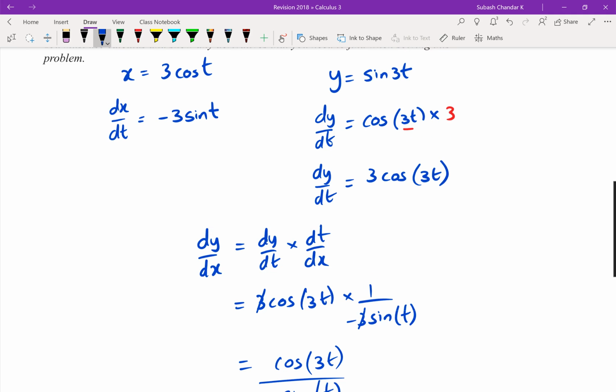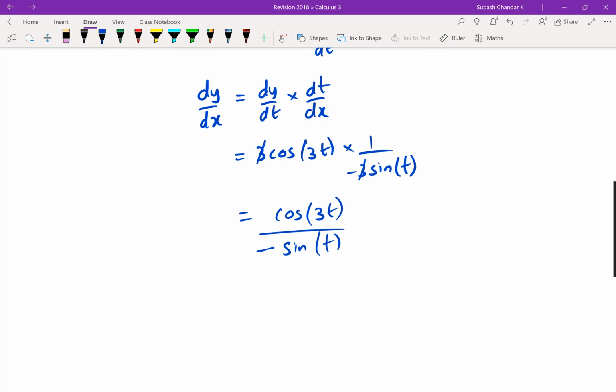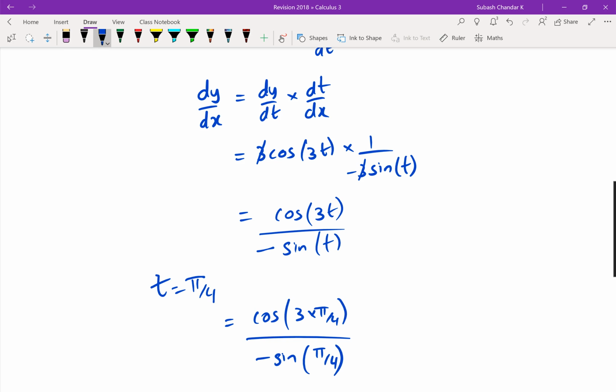Now we did pi over 4, is that correct? Okay, so t is equal to pi over 4, which means we got cos of 3 times pi over 4 divided by minus sine pi over 4.